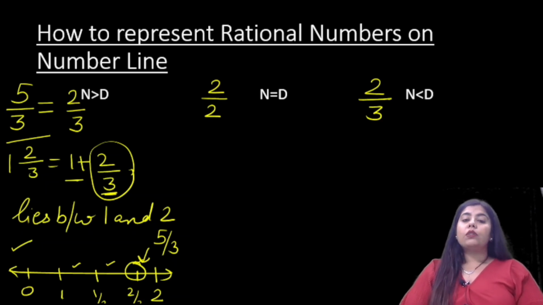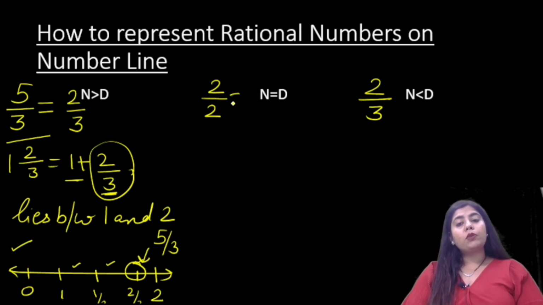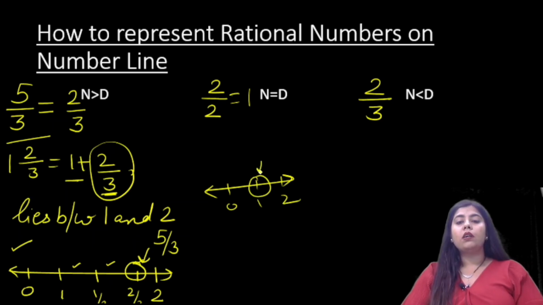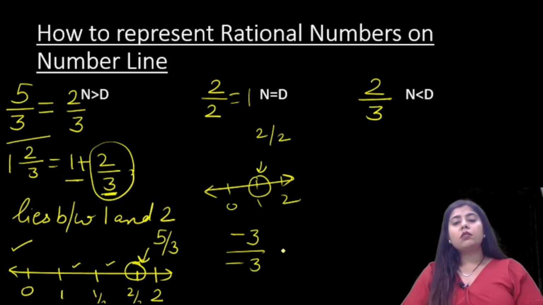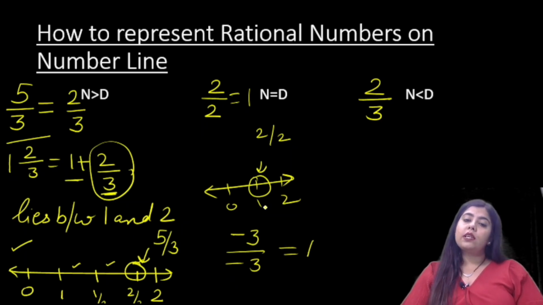Clear? Now the second type is when the numerator and denominator are equal. If the numerator is equal to the denominator, as in the example 2 upon 2, it is 1. We can easily represent 1 on the number line. We always know that this is the number line. Now it is 0, it is 1, it is 2, this is 1, and hence we can also say that it is 2 upon 2. Suppose we have minus 3 upon minus 3, where the numerator and denominator are equal. Minus 3 upon minus 3 is also equal to 1. So in this case, this is minus 3 upon minus 3.